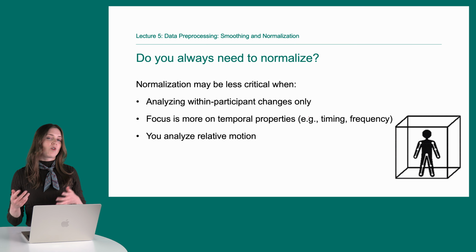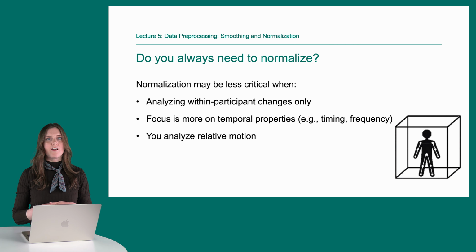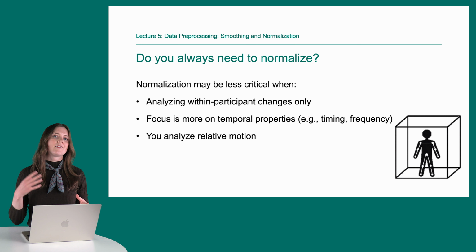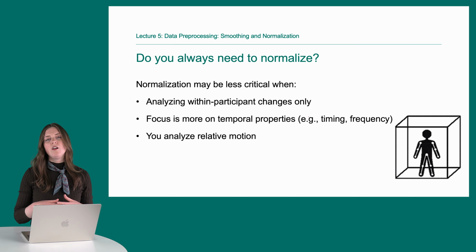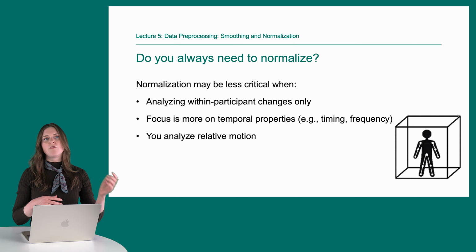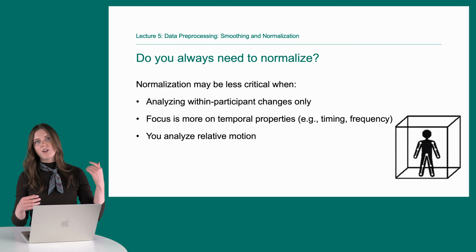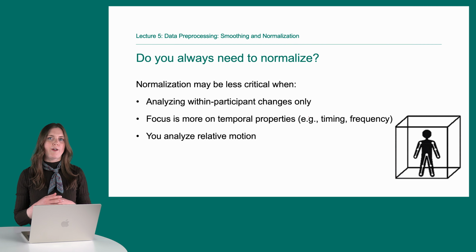You might wonder whether normalization is always necessary. This really depends on your research question. In general, it may be less critical if you're looking at within participant changes only, if you're focusing on temporal properties like timing or frequency, or if you're analyzing relative motion, for example, wrist position or velocity relative to the shoulder. But you may still find normalization useful even in these cases.